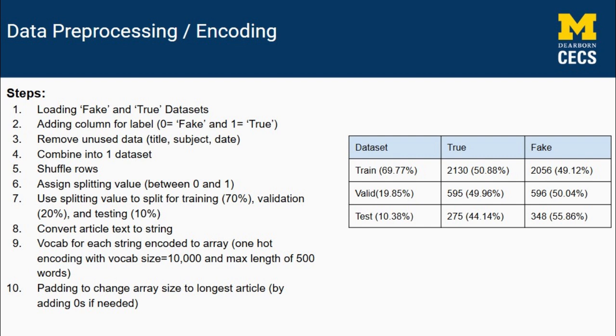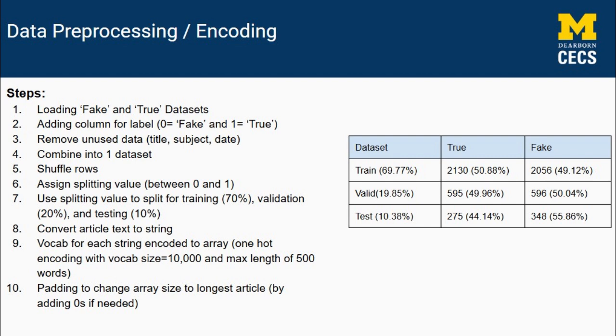So we ended up having the training data set with 69.77% of the data, which contains 2,130 true and 2,056 fake records. Now the next one is the validation, which contains 19.85% of the data, which ended up having 595 true records and 596 fake records of the articles. The test also has 10% of the data set, which ended up having 275 true records and 348 of the fake records.